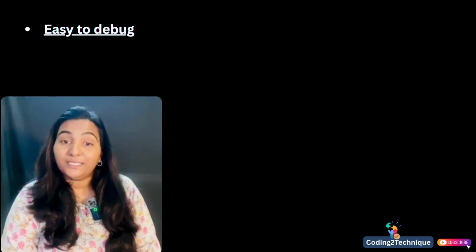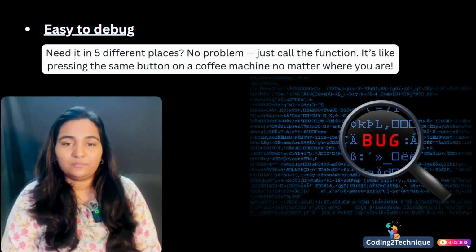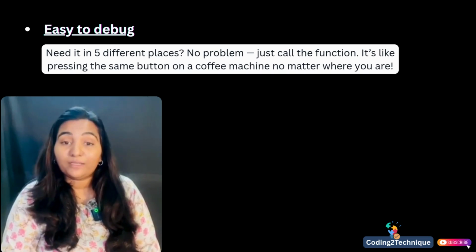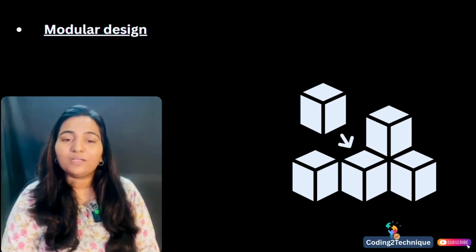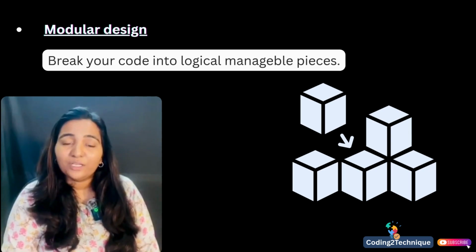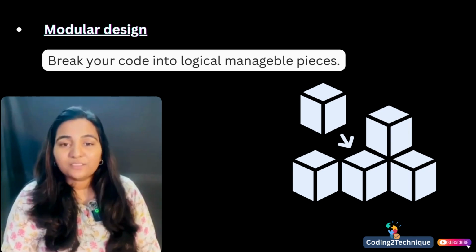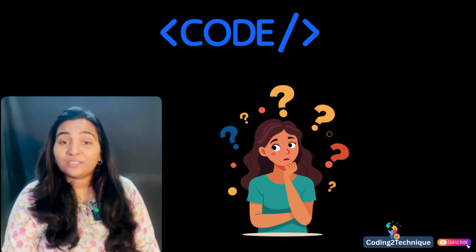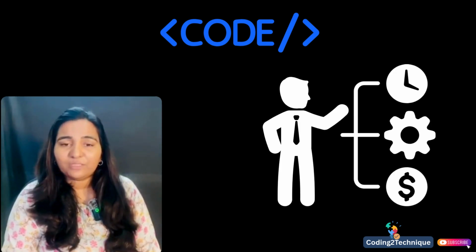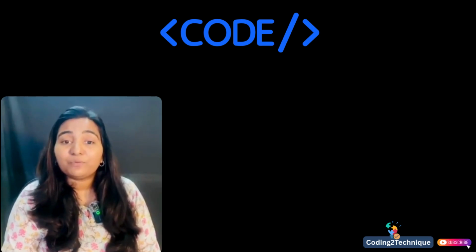Easy to debug. Need it in 5 different places? No matter. Just call the function. It's like pressing the same button on a coffee machine, no matter where you are. Modular design. Modular design is to break your code into logical, manageable pieces. In Java code, think of functions not just as code but as your personal code managers, keeping everything clean, reusable and perfectly brewed.